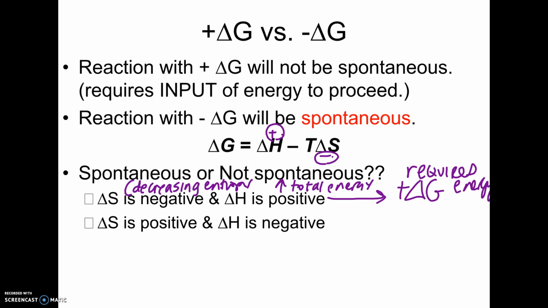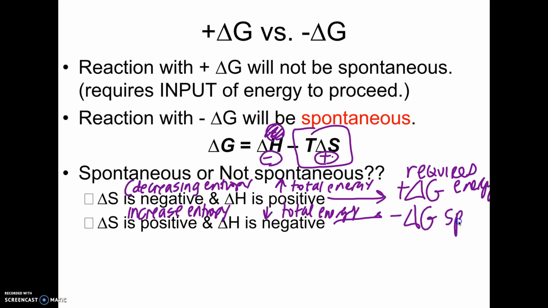What about the opposite situation? What if delta S is positive? So now I'm increasing the entropy, so I'm making things more messy, less organized. And delta H is negative, so I'm decreasing the total energy. No matter what numbers I plug in this time, my delta G is going to be what? Negative, no matter what, right? Because both terms are going to be negative numbers. So this is always going to be spontaneous. So sometimes reactions will always require energy or not require energy.